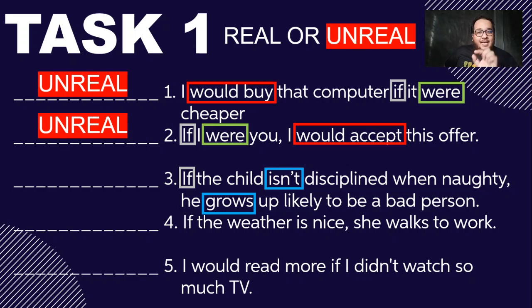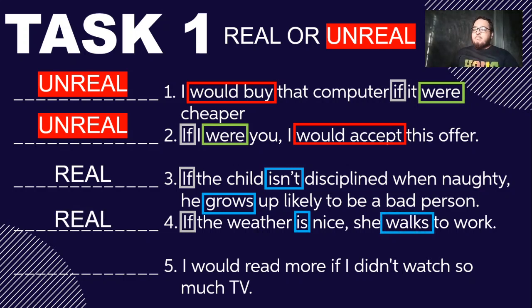But in essence, we could also judge here that this is a zero conditional, because it tells something like an adage or saying, that if the child isn't disciplined when naughty, perhaps the child might grow up to be a bad person. Okay? So this is real. And how about number four? If the weather is nice, she walks to work. This is given in our example. Okay? So this is real.